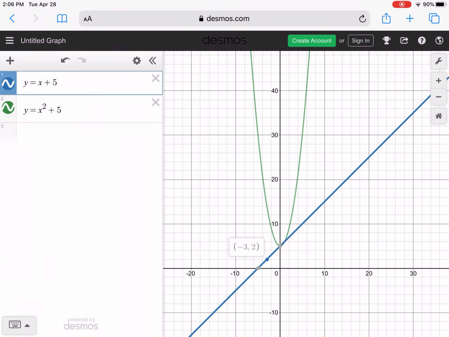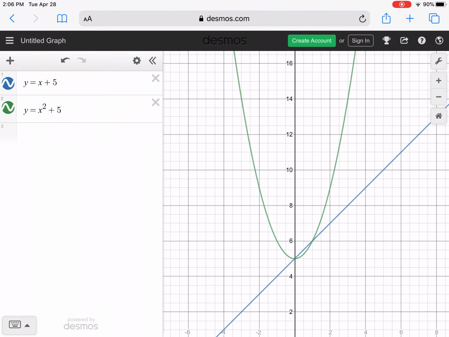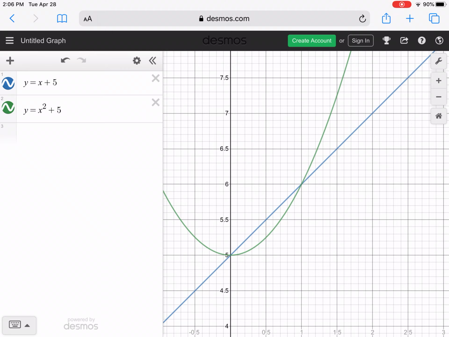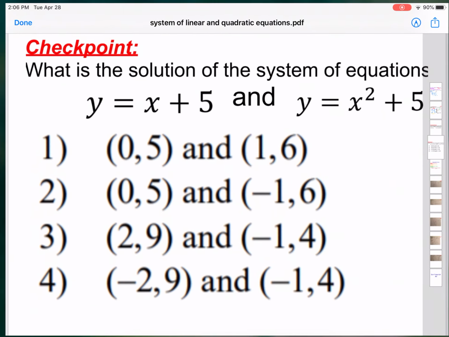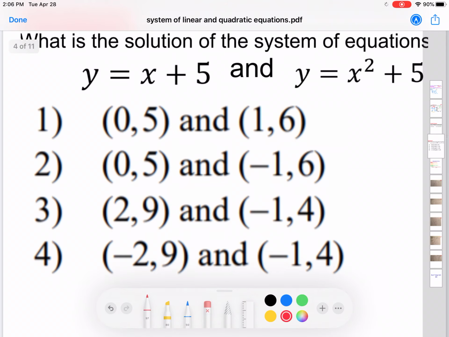So coming down here, if we zoom in a bit, you'll notice the calculator was actually highlighting the 2 answers for us here. We see first that these two intersect at 0, 5, and then they intersect again at 1, 6. So there are 2 answers for this problem, 0, 5 and 1, 6, which we see represented as choice number 1. So you should have chosen choice number 1 for your checkpoint.